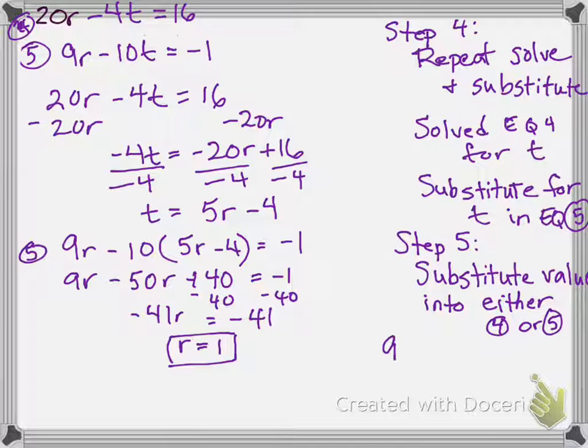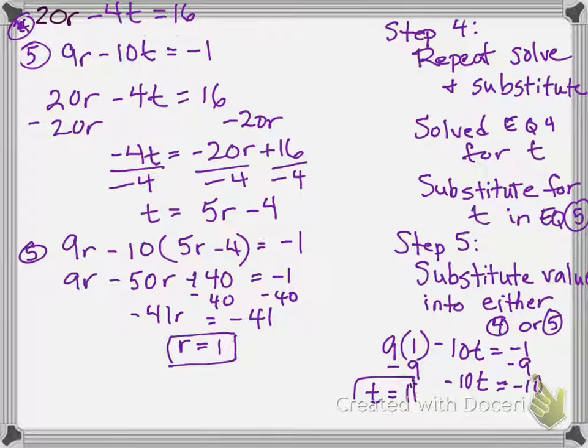We say 9 times 1 minus 10 times t is equal to -1. So 9 times 1 is 9, so we're going to subtract 9 from both sides. So -10t is equal to -10. And I'm out of room. I'll put it here. T is equal to 1. That's a little messy.